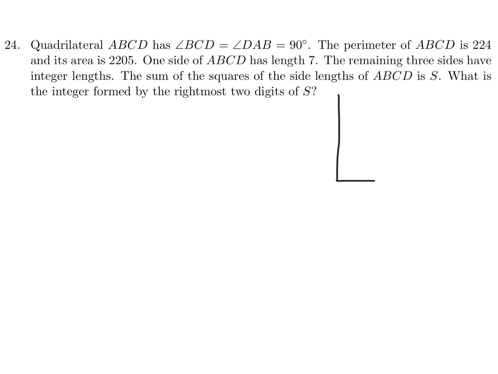So let me just put in those right angles. I think it'll be something like this. So this is D right here, and this is A, and this is B, and then this is C. So BCD is 90 and DAB is 90. Okay, and then I'll just connect B to D like that. Let's put in all our information. Perimeter of this is 224.